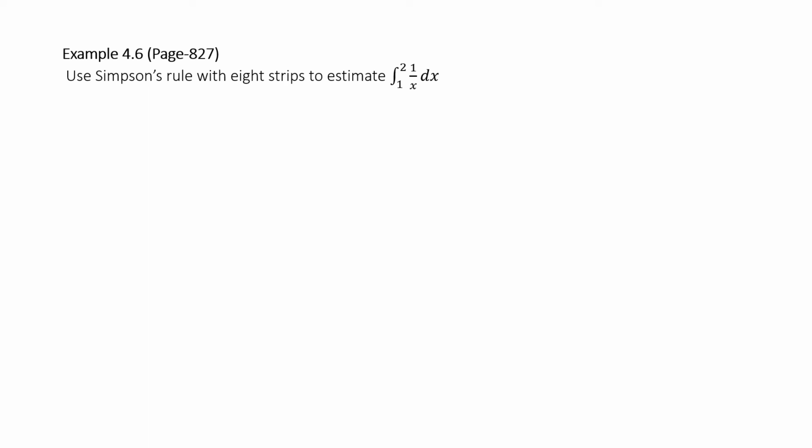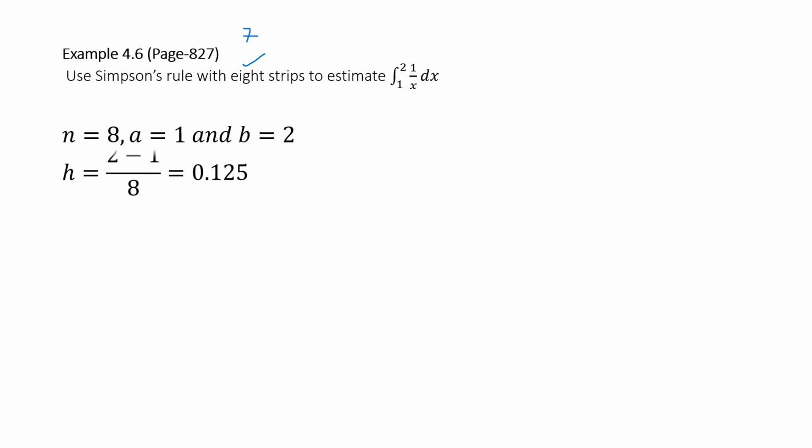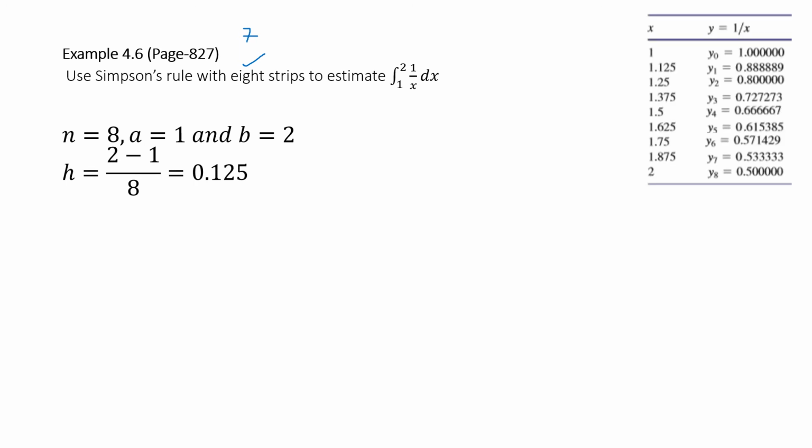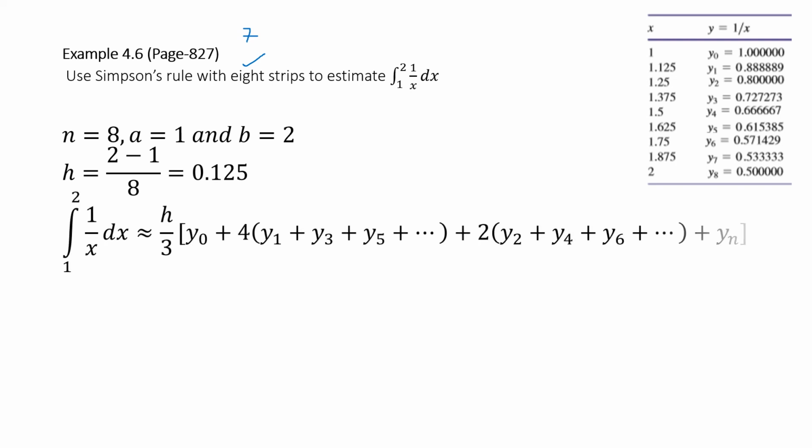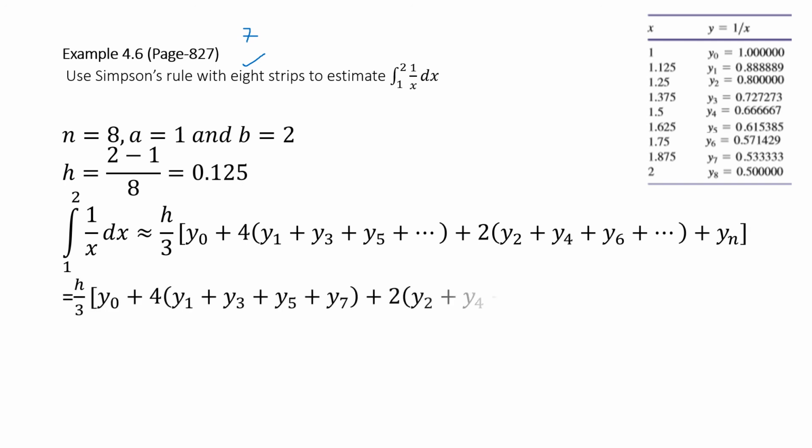Let's do the same example with 8 strips. Okay, 8 strips. We cannot do with 7. We cannot do with 9, 11, 13, 15. No. We can do only for 8, 10, 4, 6, 12, 14 like this. So a, b and n. Okay, I gave this table from the beginning. This is the rule, the basic rule will be provided in exam. Then we change this according to our requirement.